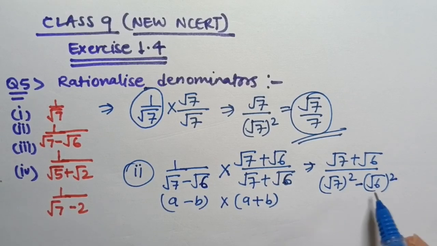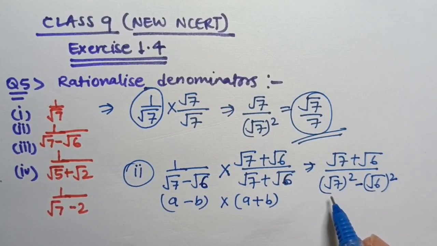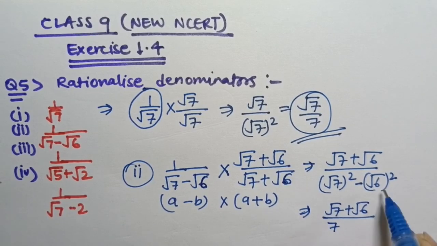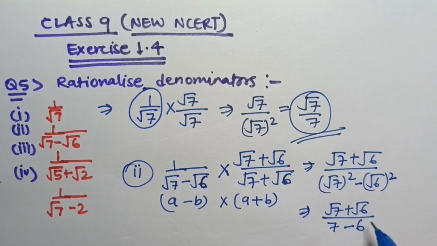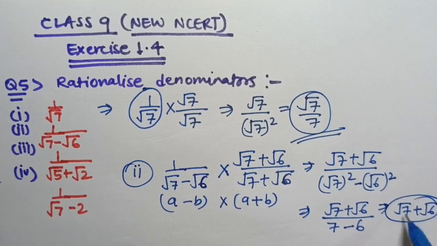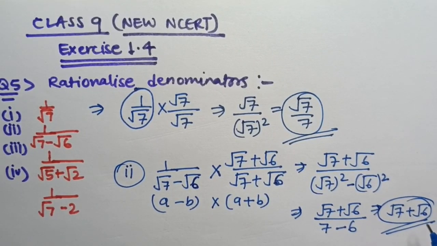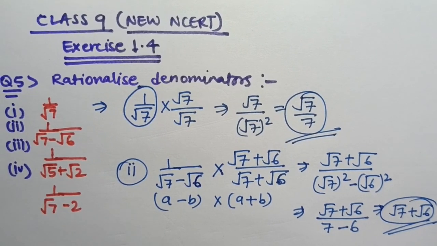Now you can see that in the numerator you will have root 7 plus root 6. Okay, and in the denominator, root 7 square is what? 7. Minus root 6 square is what? 6 only. So in the numerator you will have root 7 plus root 6, and in the denominator 7 minus 6 is what? 1 only, and 1 cannot be written in the denominator. So this will be your answer.